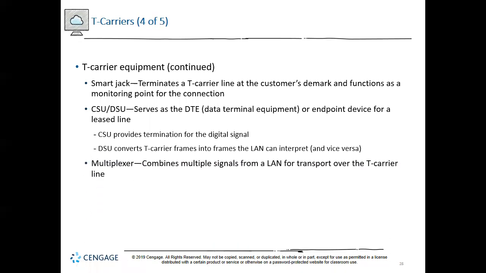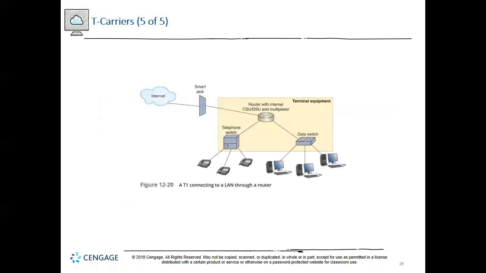And so the CSU provides a termination, DSU converts it to the frames that can be passed on the network. A multiplexer is used by the telephone network to put a bunch of signals together over the network and then to separate them out at the other end. So that's something that they sort of consider. And there's a diagram of a T1 connection to a LAN. So the T1 connection is coming from our service provider through the smart jack. All the stuff that's in yellow and coming off of it, that's the customer's responsibility there.